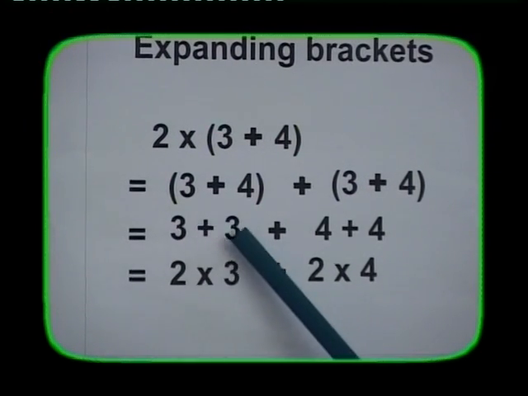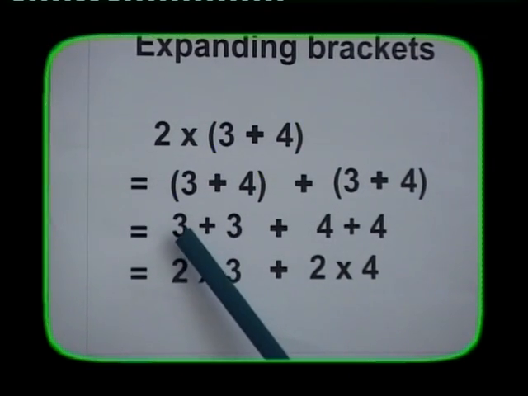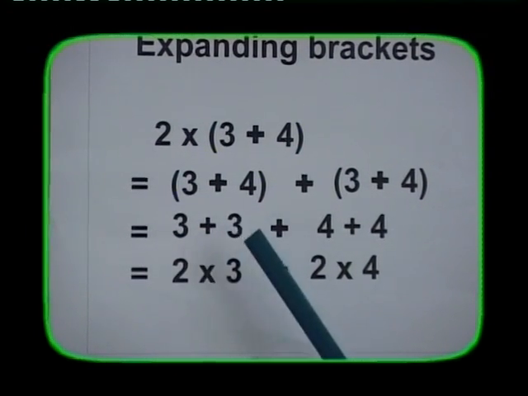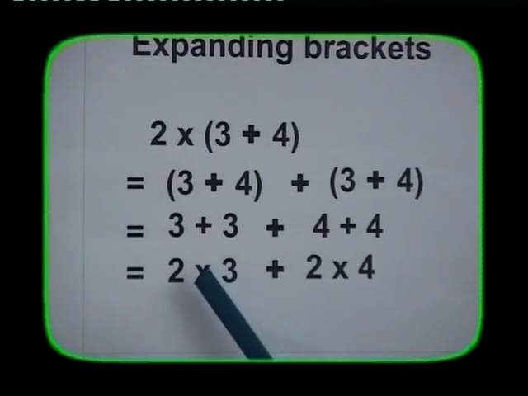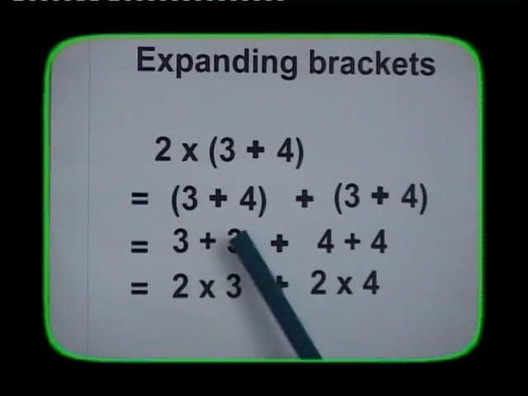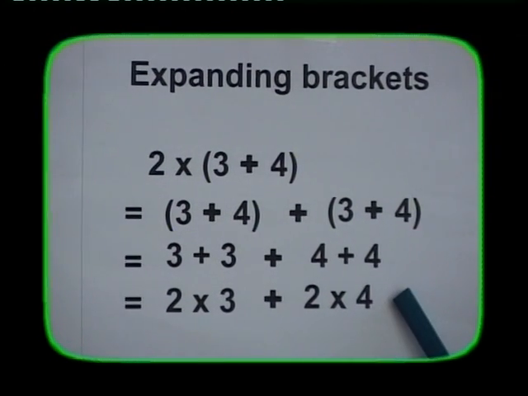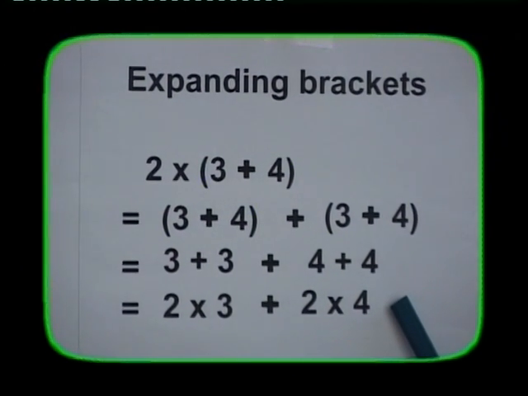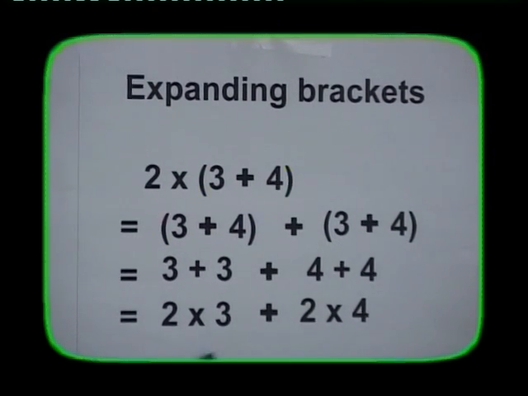So once you have collected the like terms, this is how it should have been written. Having in mind you have 2 3's, instead of writing 3 plus 3 again, you just simply multiply 2 times 3 because there are 2 3's, plus 2 times 4 because there are 2 4's. And that's how you can expand numbers out from the brackets.